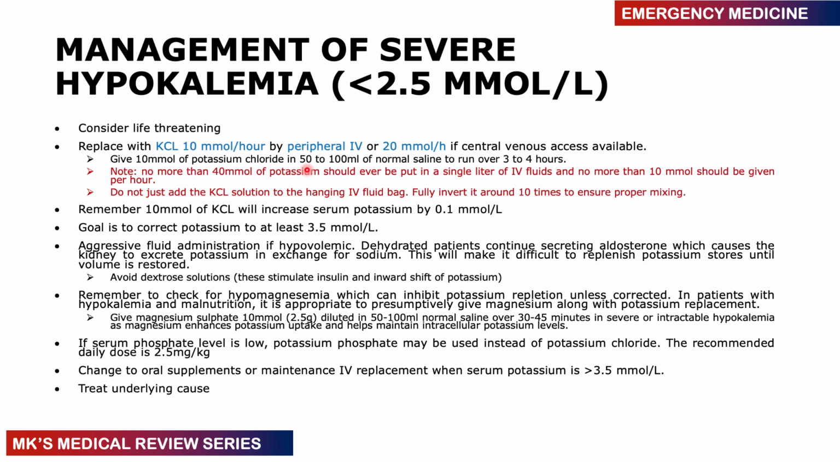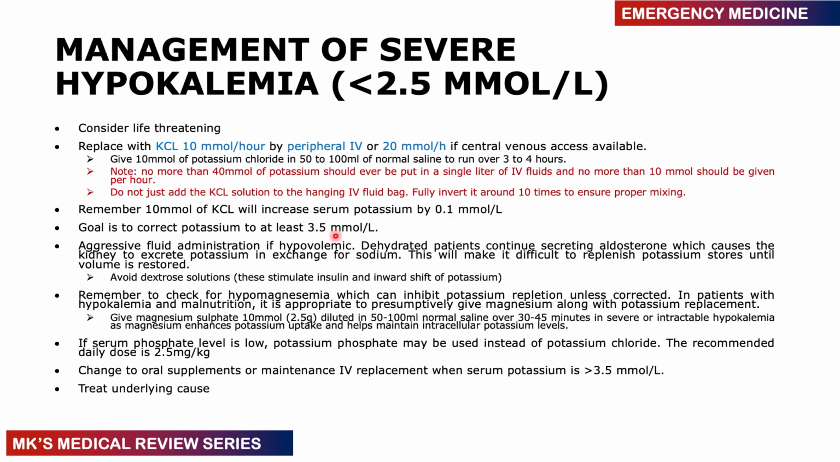Remember that you shouldn't add more than 40 millimoles of potassium chloride to a single liter of IV fluids, and you shouldn't give more than 10 millimoles per hour. Then do not just add the potassium chloride and just infuse it. Make sure that you actually mix it evenly, and you should invert the bag of normal saline about 10 times. Remember, about 10 millimoles of potassium chloride will increase your serum potassium concentration by 0.1, and your goal is to actually reach 3.5 millimoles.